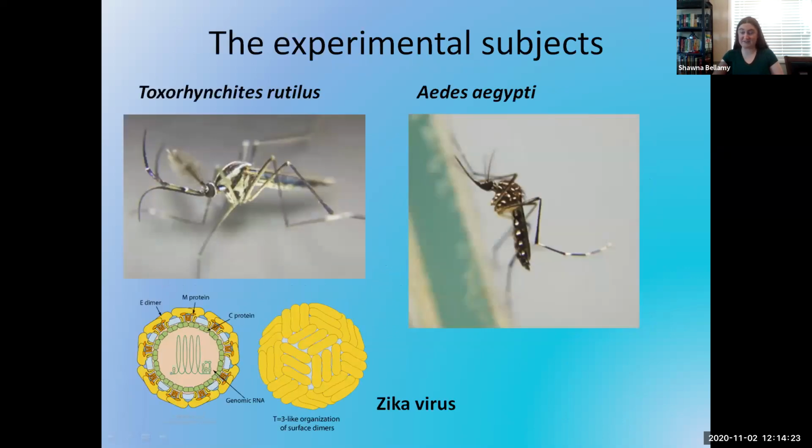So, the experimental subjects. We have Toxorhynchites rutilus over here, a predatory mosquito. We have Aedes aegypti on the right, so our vector. And then we have Zika virus, so our pathogen.